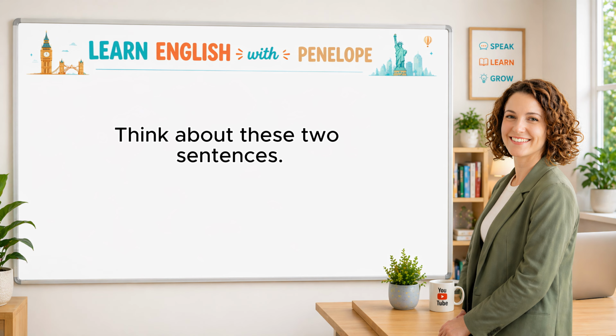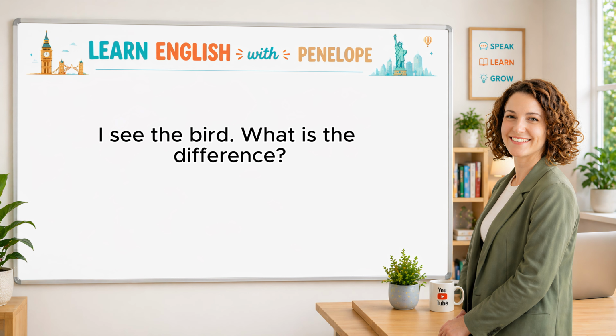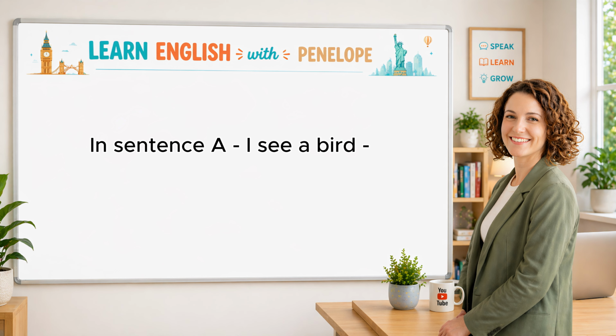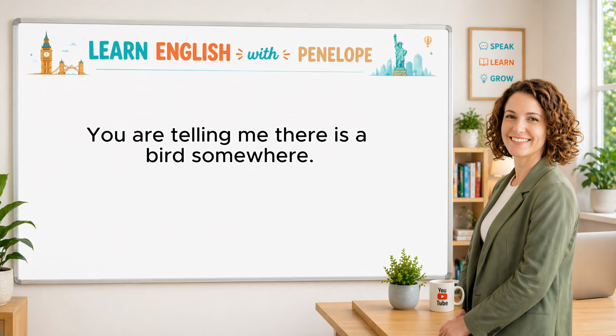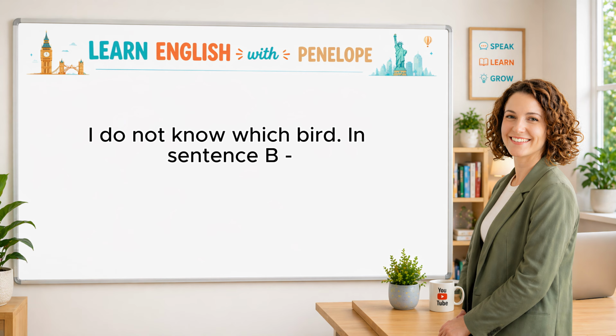Think about these two sentences. Sentence A, I see a bird. Sentence B, I see the bird. What is the difference? In sentence A, I see a bird. You are telling me there is a bird somewhere, any bird. You are seeing a bird for the first time. I do not know which bird.